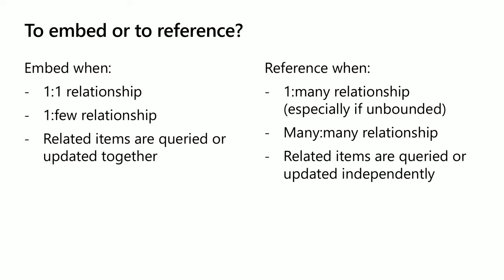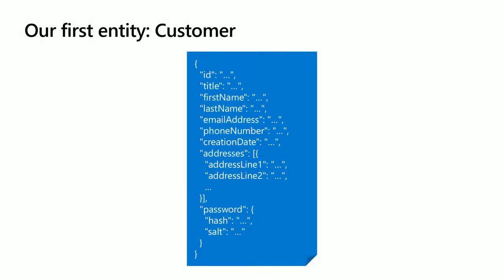And referencing works best when those different related items are either queried or updated independently. If our requirement would be to just fetch one address and one address only, maybe we should stick with referencing, but that's not our case here. For our use case and in order to materialize our customers, what makes sense is to embed everything in the same JSON document. So that's our first entity.